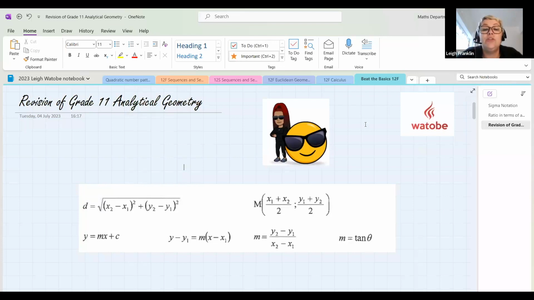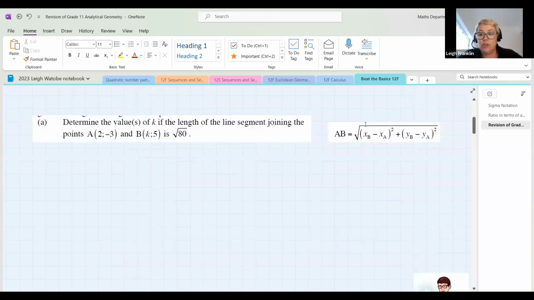Okay, so let's jump into the first question where we are being asked to work backwards and calculate the value or values of k if the length of the line segment joining points A and B is the square root of 80. Okay, so anybody got any ideas as to what we would do with this particular question? How am I going to calculate the value of k? What should I do?